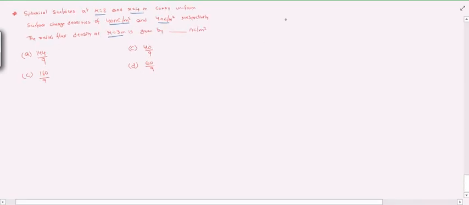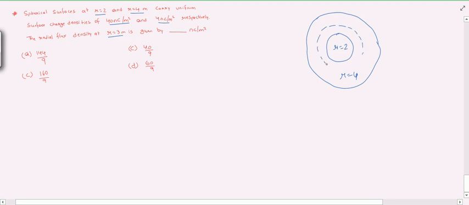So here there are basically two spheres. Suppose this is the r equals 2 surface and this is the r equals 4 sphere which I am making. The r equals 4 surface is having charge density of 4 nanocoulomb per meter square, and the r equals 2 surface is having 40 nanocoulomb per meter square, and I have to find the displacement flux density at r equals 3. So what I have to do is consider a Gaussian surface at r equals 3.